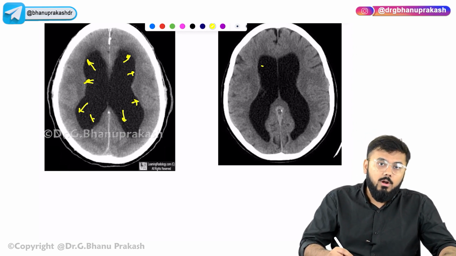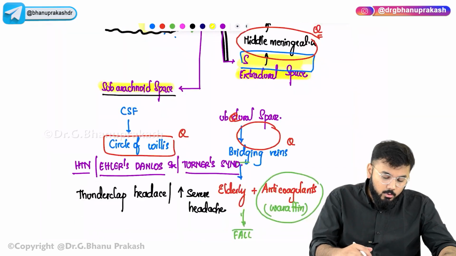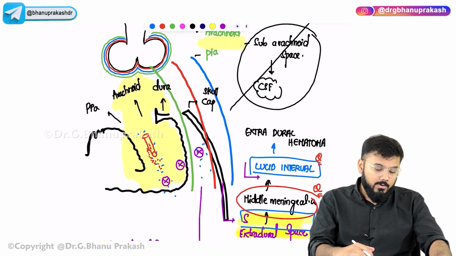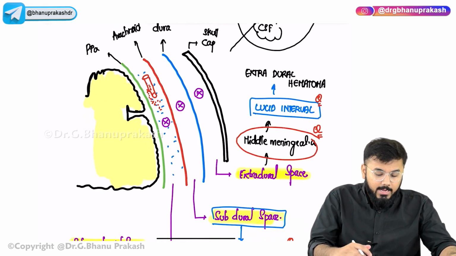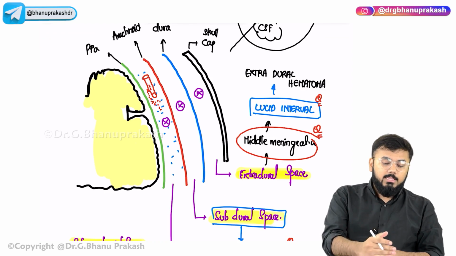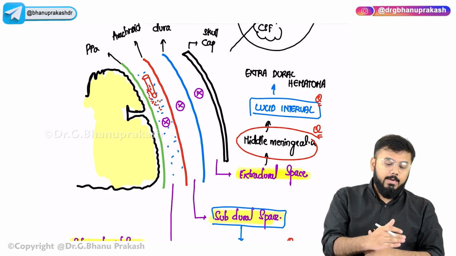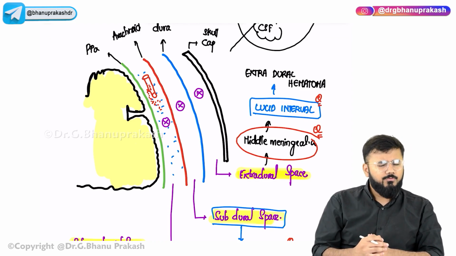So, this is called your hydrocephalus. Okay, right. Coming on to the next most important thing over here that we have to discuss, after discussing the three important layers like dura mater, arachnoid mater and pia mater, we have to also discuss their clinical importance. This is very, very important.